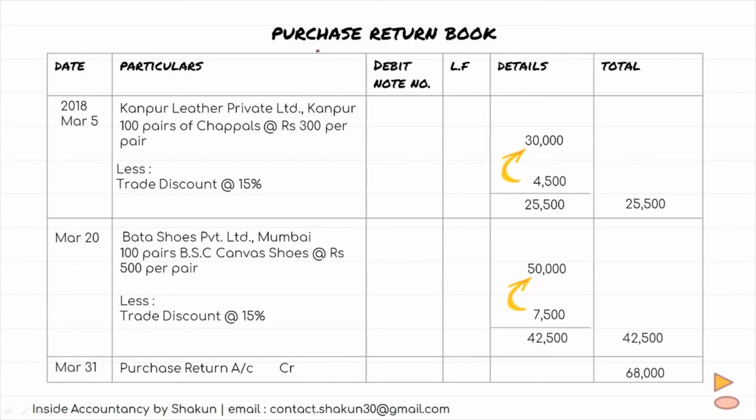Purchase has a DR balance, so therefore purchase return would have a CR balance. Okay, so purchase return has a CR balance. So the total of the purchase return book, that is 68,000, will be transferred on the credit side of purchase return book. That's one.